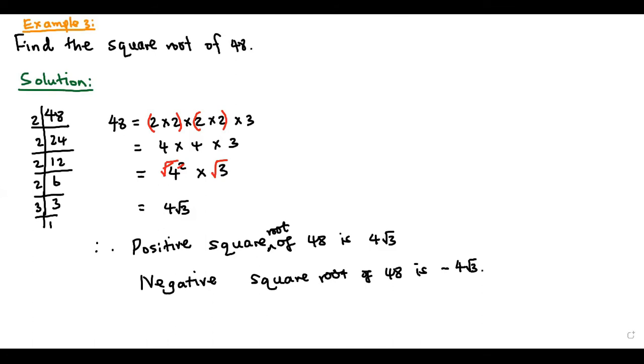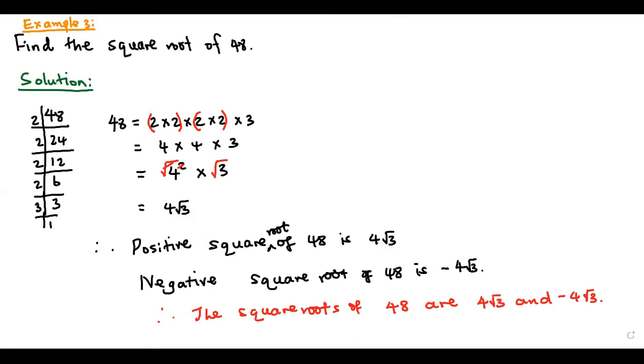So in other words, the square roots of 48 are 4 square root of 3 and negative 4 square root of 3. So those are the square roots of 48. And remember, we are using factorization. I hope that is okay.